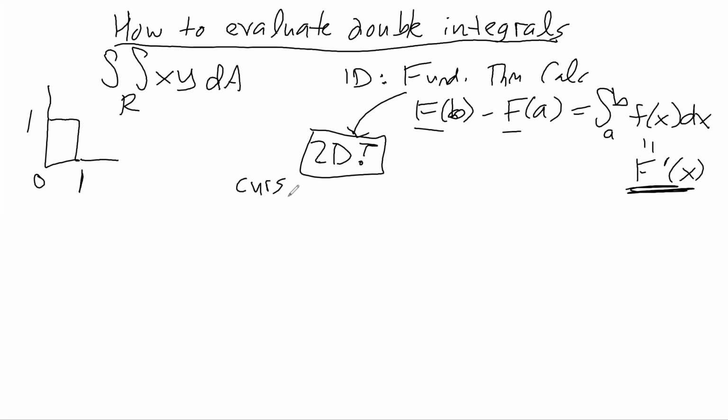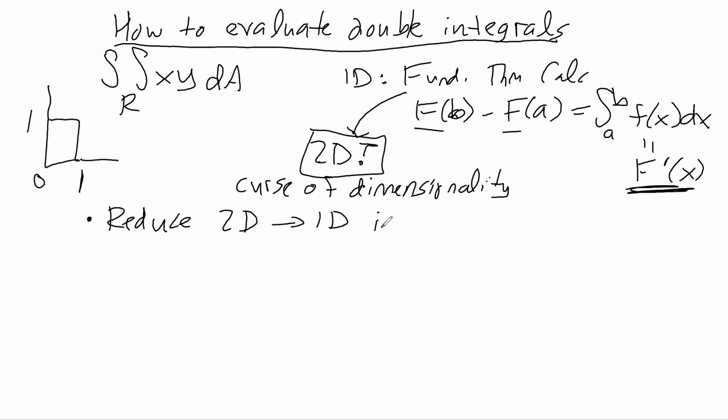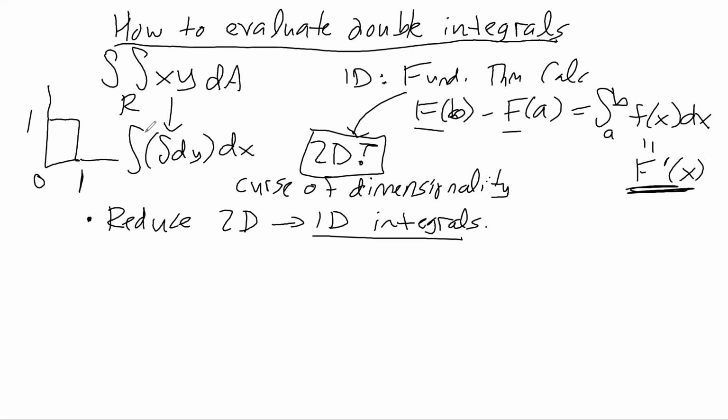As usual, the curse of dimensionality. This is impossible to get away from. Higher dimensions are always harder than lower dimensions. But what we can do, which is also another unifying principle, is to try to reduce the 2D to 1D integrals. Because we know exactly how to do 1D integrals. Okay? So somehow we want to make this an integral involving just dy, and then there will also be another integral involving just dx. So first we do the dy one, and then the second one we'll do the dx. And that's the best we can do.